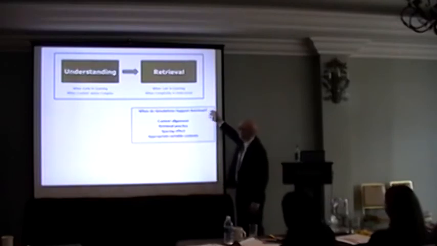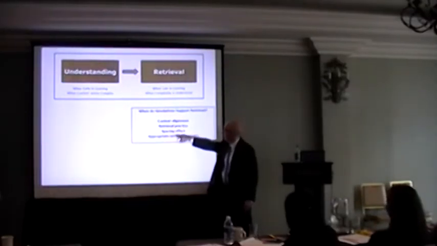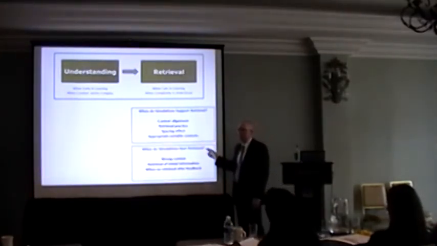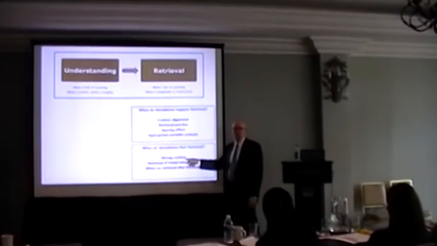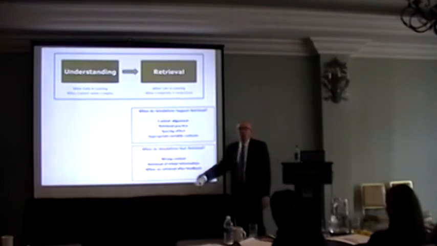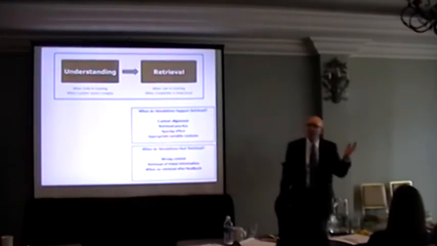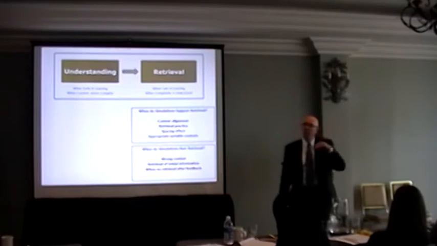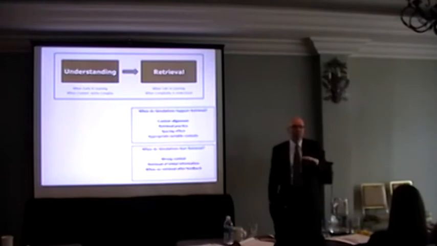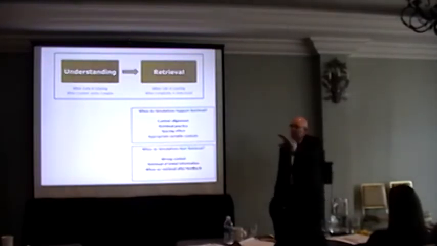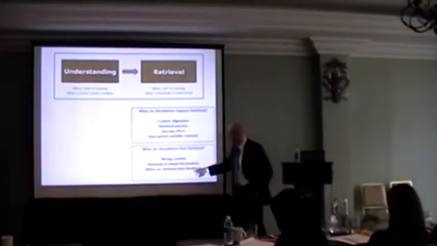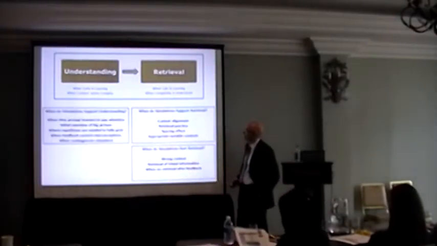So, when does simulation support retrieval? Context alignment, we've talked about this. Retrieval practice, spacing effect, appropriate variable context. When do simulations hurt retrieval? When we provide them with the wrong context. When we give them trivial information to retrieve. We want them to go north to south through the forest of their minds, but if we give them trivial information to retrieve, we're asking them to go east to west. It sets down the wrong markers. We don't want to do that. And we talked about when we provide no retrieval after feedback, that's an issue.